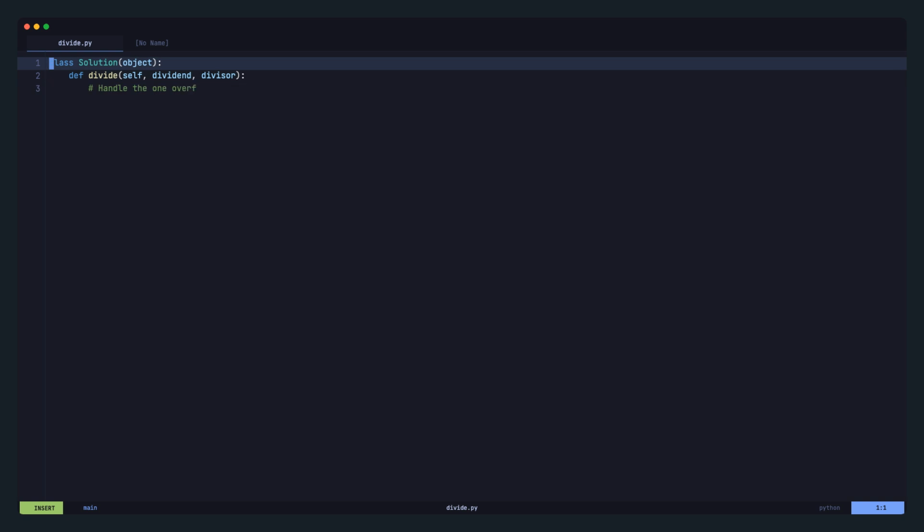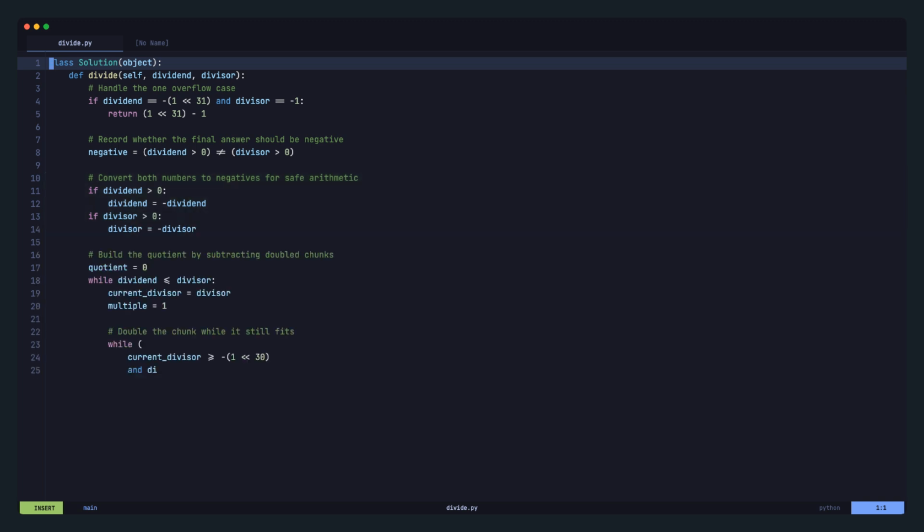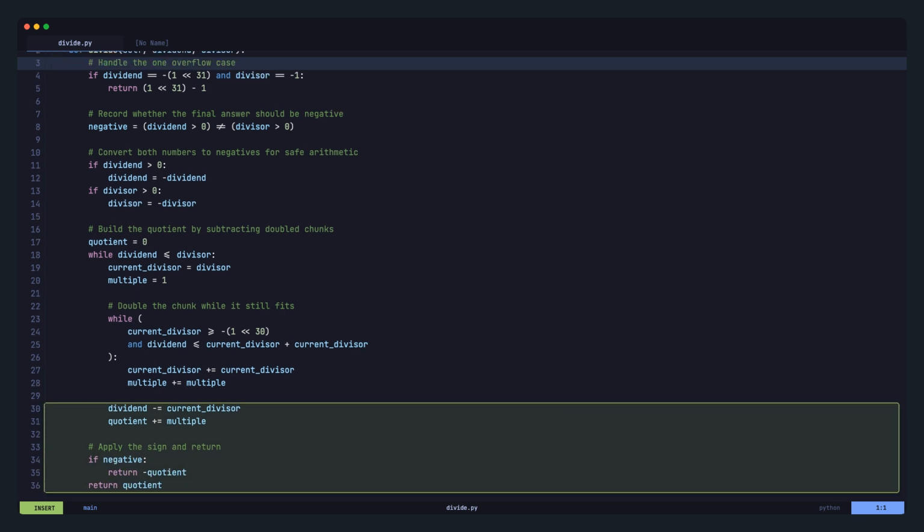Let's write it. First, guard the one bad overflow case, then record whether the final sign should be negative. Next, push both inputs into the negative side. That's the safety rule from the trace. Here is the main loop. Start a chunk, double it while it still fits, then subtract that chunk and add its count. Last step, put the sign back on the quotient and return it.